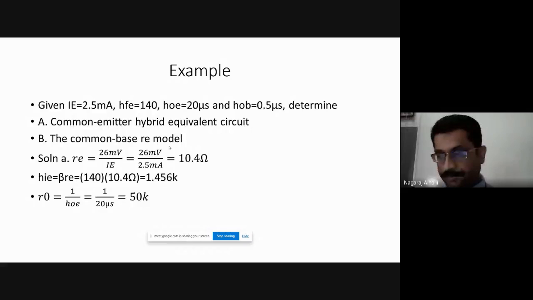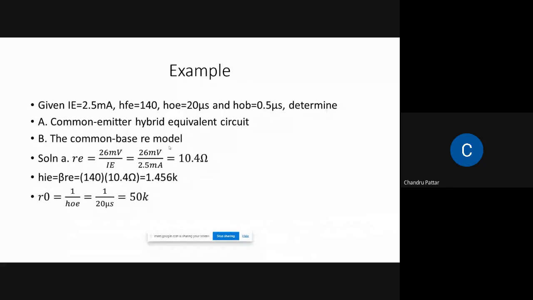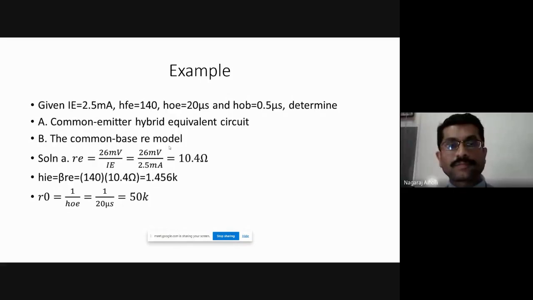Did you all note down, students? Kirti? Janvi? Yes. Chandrasekhar? Yes, sir. Noted down the example? Okay. Right.